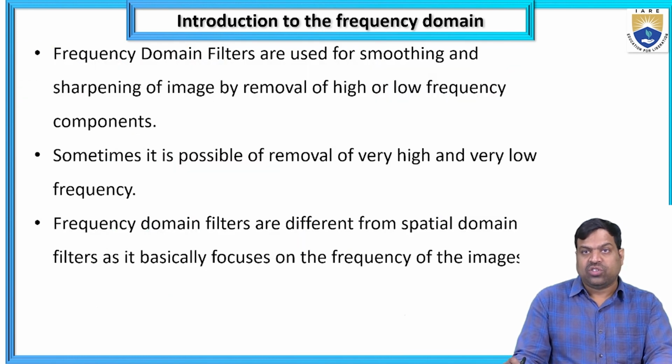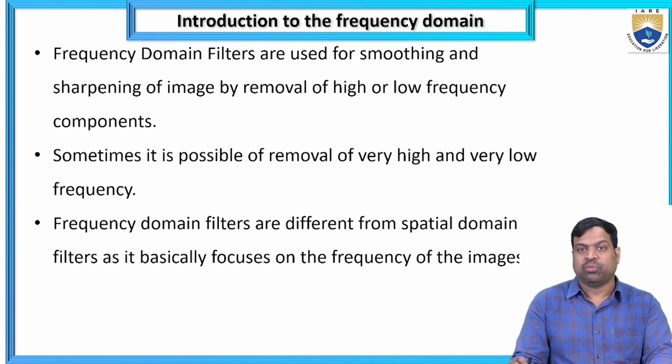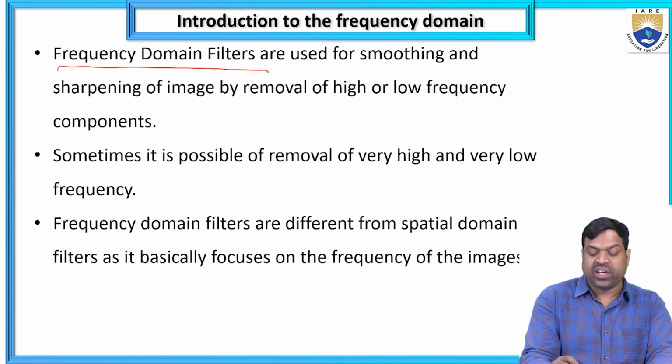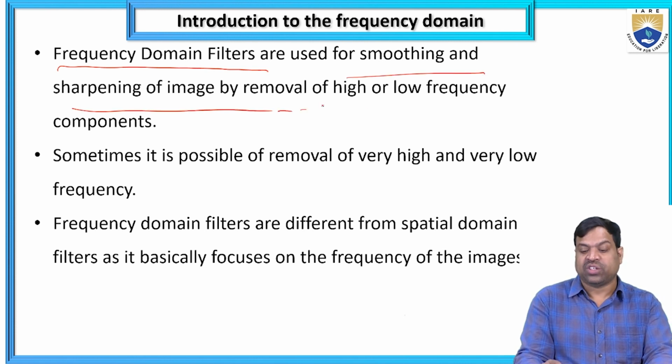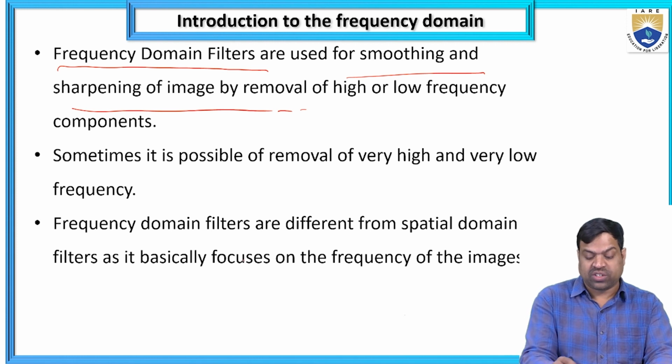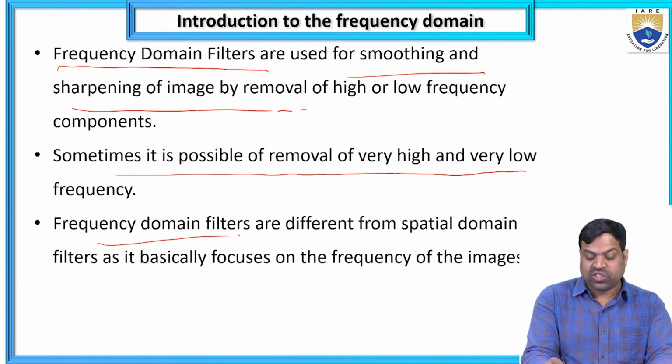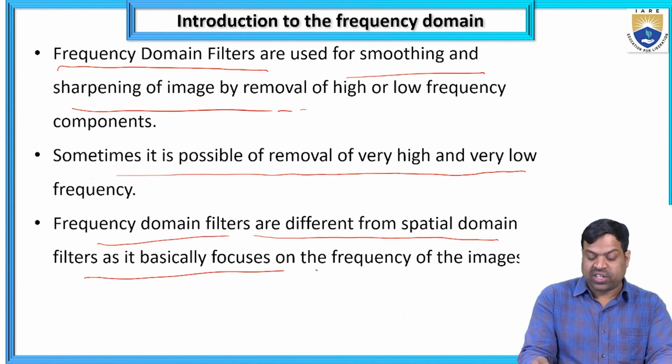So frequency domain filters are used for smoothing and sharpening of images by removal of high or low frequency components. Sometimes it is possible to remove very high and very low frequencies. Frequency domain filters are different from spatial domain filters, and basically focus on the frequency of the images. Majorly I am taking here frequency domain filters.